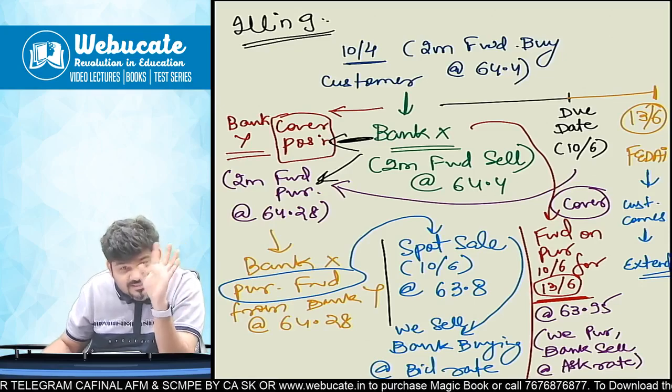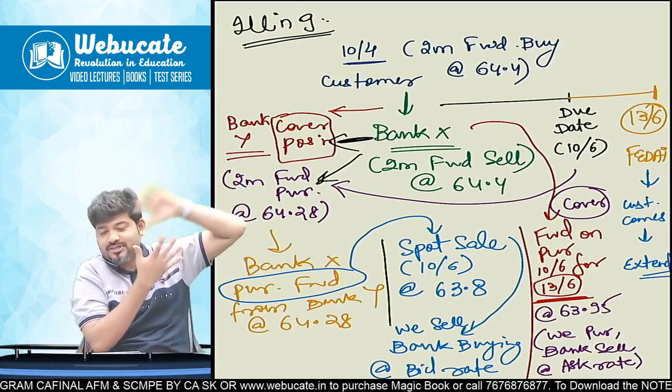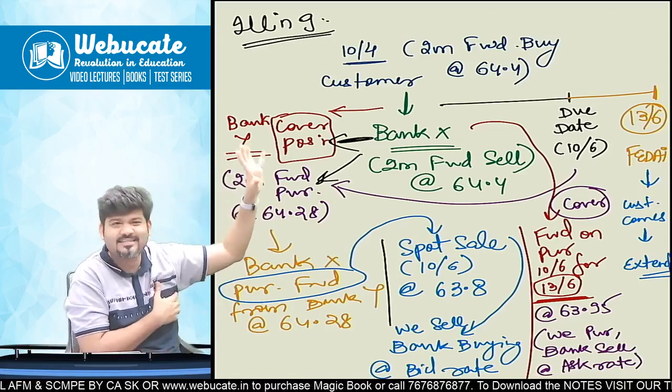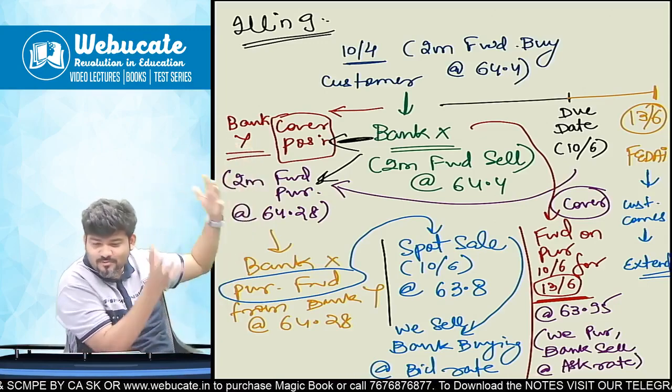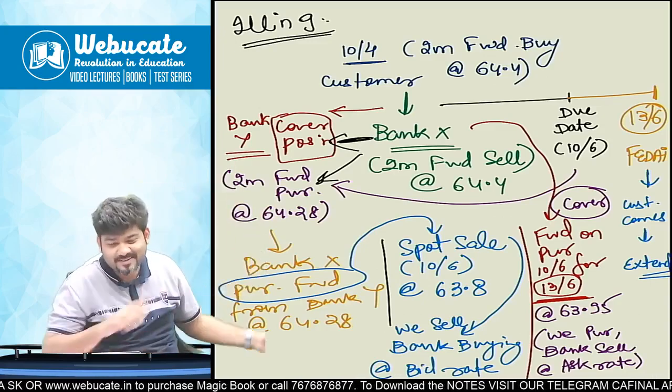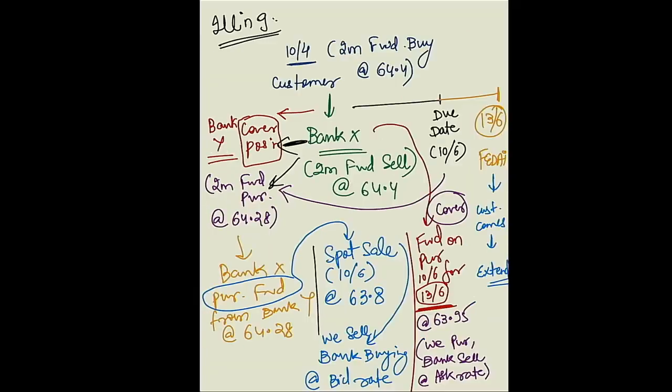The question is still left. Hello, wait. Are you first clear with that whole diagram? Now, what is the extension rate that we'll see? But are you now clear with what all has happened? What all has transpired? Please write it down. Any doubts, please ask. If not, we'll move on.